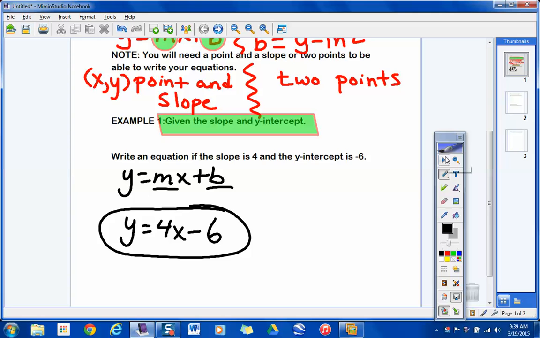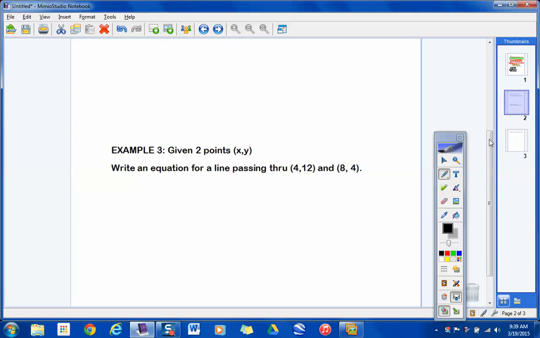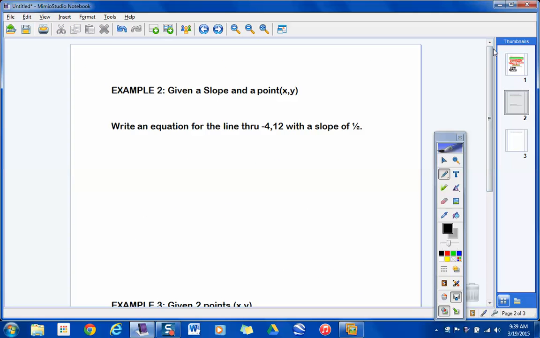All right, let's look at page 2. Now keep in mind, you either need a slope and a point or 2 points. Keep in mind, that last example, I gave you the slope and a y-intercept. The slope is the slope. Isn't the y-intercept really a point? Yeah, I gave you a slope and a point there, didn't I? Okay, let's take a look at example 2, and I'm going to show you how this ties in with Desmos. This is pretty interesting. Okay?